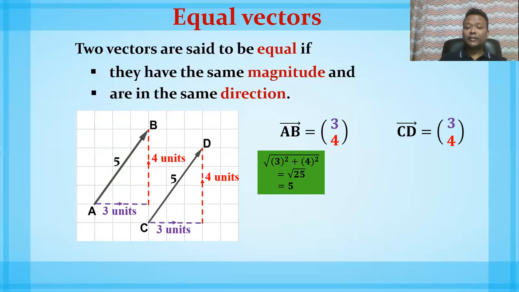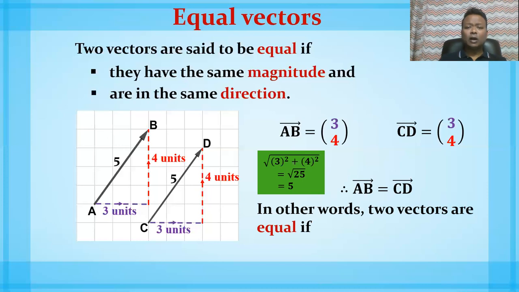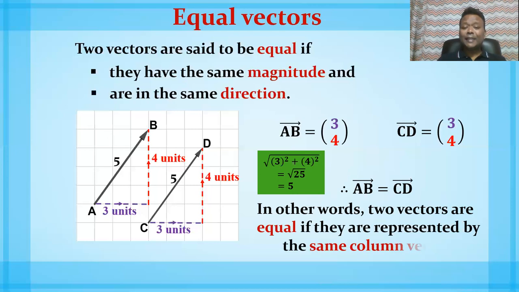So the magnitude of the vector AB is equal to 5 units and the magnitude of the vector CD is equal to 5 units. Therefore, the vectors AB and CD are equal vectors. Students, in other words, two vectors are equal if they are represented by the same column vector. In the next example, we are going to look at how to identify that two vectors are equal.